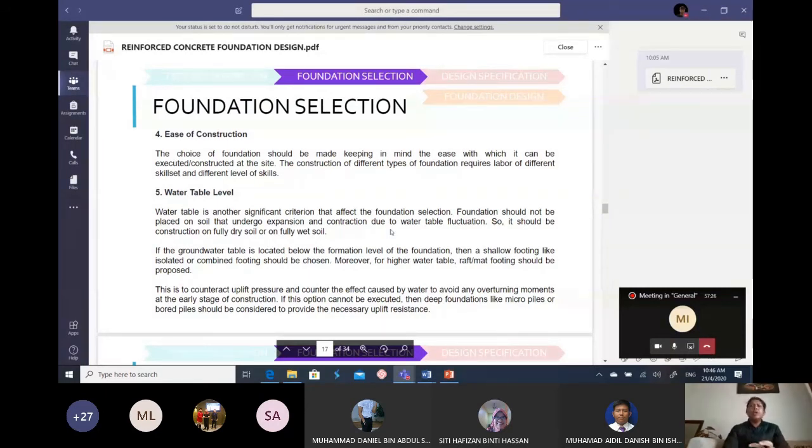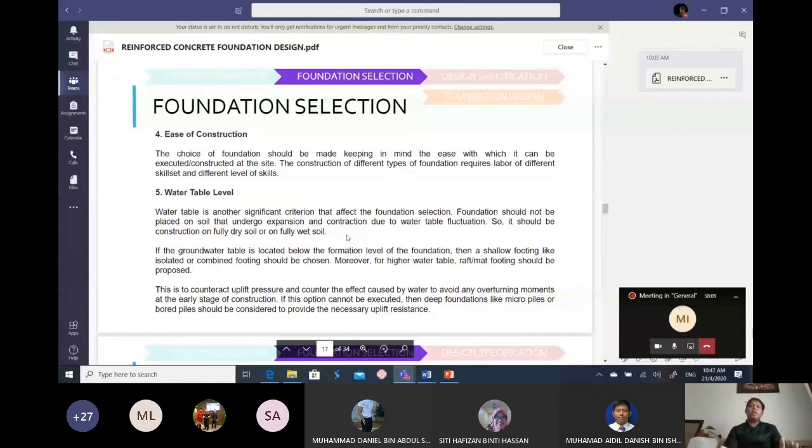For example, if there is a water table fluctuation, sometimes this area is dry, sometimes wet, dry, wet, so it has expansion and contraction, and this will give a problem to the soil strength. Soil bearing capacity can easily drop and increase, it will lose strength, and possibly cause failure to the structure. A big settlement will occur. So that's why we have to study it carefully.